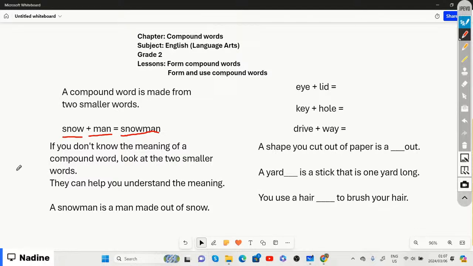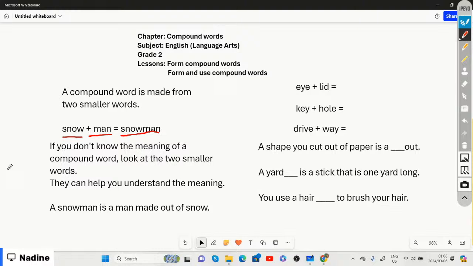All right, so when it comes to compound words, like we said, it is made up of two smaller words. It's a word plus another word, and we get our bigger word. There are quite a few compound words, and we're going to go over them now.